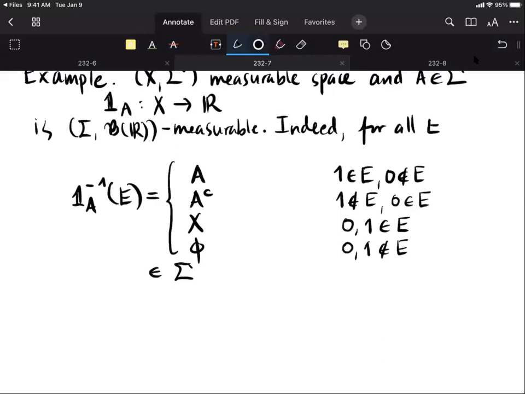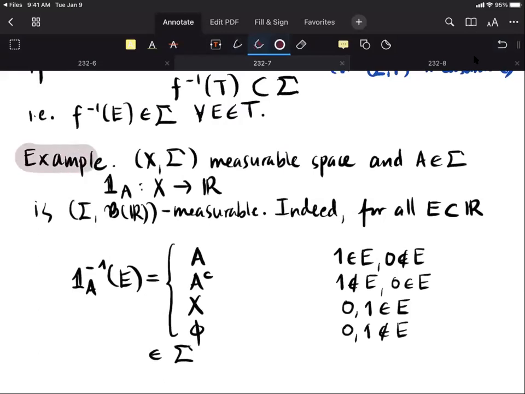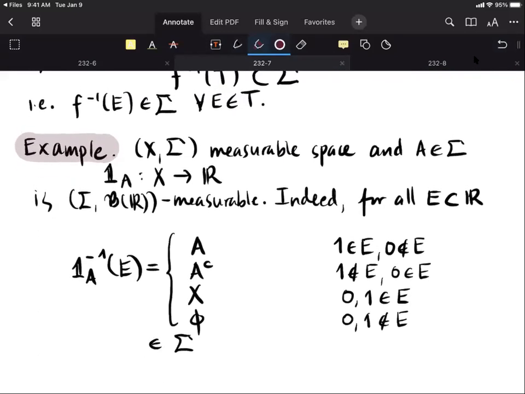In fact, this is true not only in Borel sets, but in fact on all subsets of R. Hence, for all Borel sets as well. Okay, so that's our example. So the characteristic function of a measurable set is measurable with respect to the sigma algebra on X and the Borel sigma algebra on R. In fact, you can replace the Borel sigma algebra by any sigma algebra.